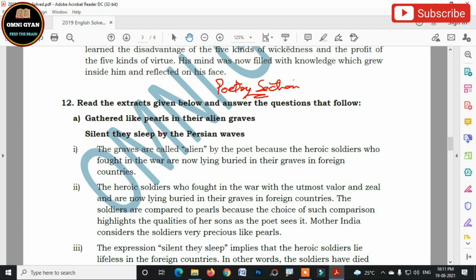Gathered like pearls in their alien graves, silent the sleep by the Persian waves. Now let me tell you, for reference to the context, where you are given lines from the poem, especially the poetry section, you can watch my explanations. From there you'll get all the answers. I've explained stanza by stanza. From there you can watch the explanations and write down the answers, and very short answers.